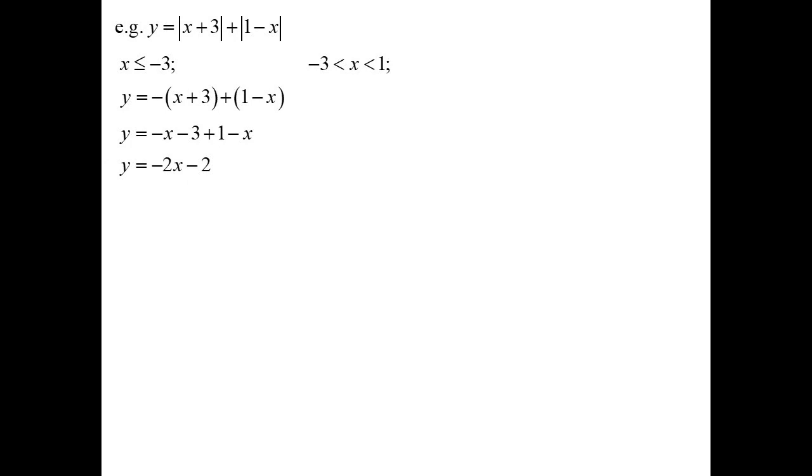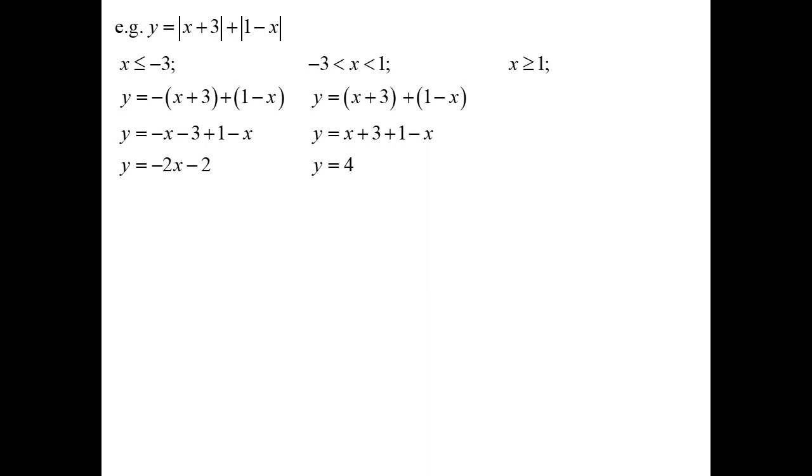Now let's have a look in between -3 and 1. I think the easiest number to use there is going to be 0. If I look at the first one, 0 plus 3, well, that gives me a positive number. So it will stay as x plus 3. The second one, 1 minus 0, well, that's 1. So it stays as 1 minus x. Add those together. So in between -3 and 1, I'm just going to draw the line y equals 4.